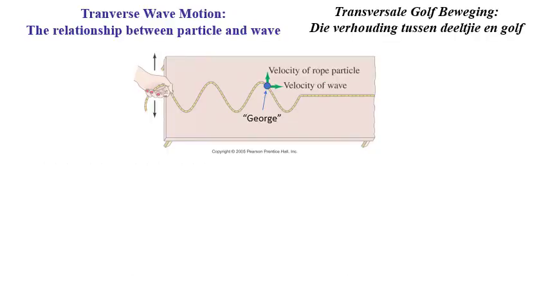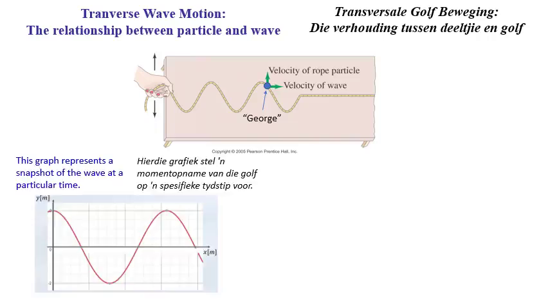So there is our snapshot, okay? And we can model that snapshot as a graph of y against x using a sinusoidal function, a cos graph, or a sine graph. Now I want to focus on this particle over here. I'm going to call this rope particle George. So what is George doing again? George is simply moving up and down, right?